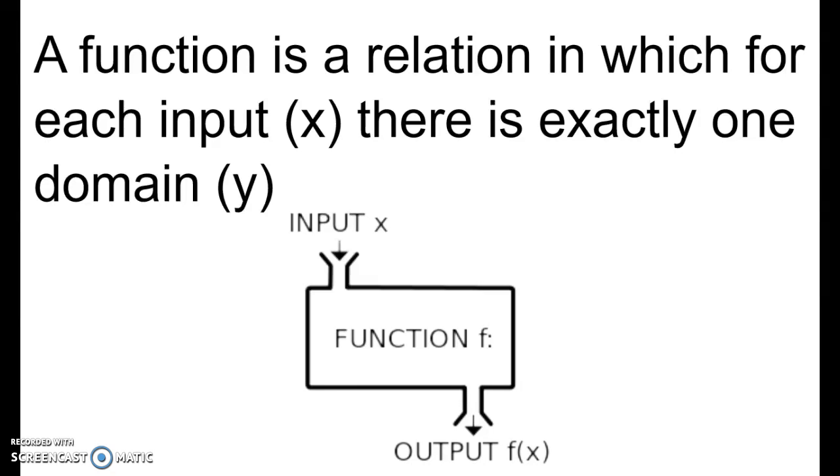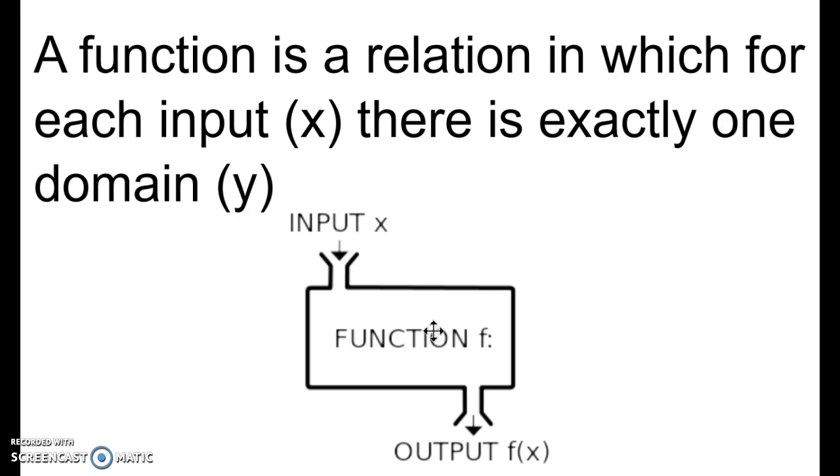So today we're learning about a very special type of relation that's called a function. And a function is a relation in which for each input, for each x, there is exactly one y. So you can think about the x going into a function machine. Basically, a function machine is going to be like an equation.